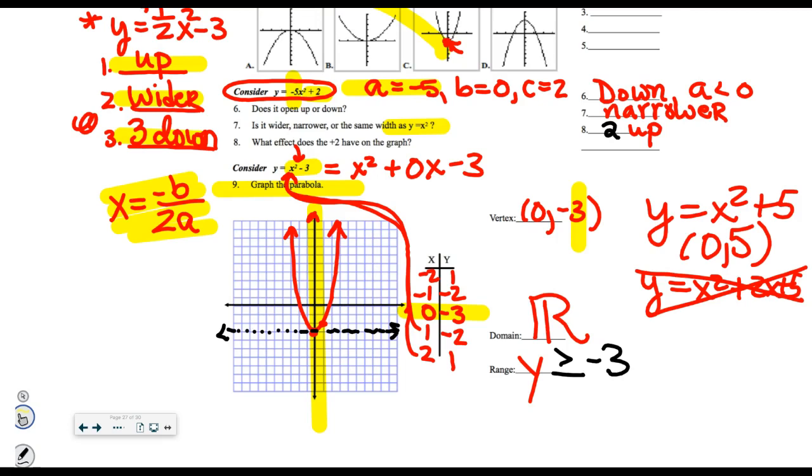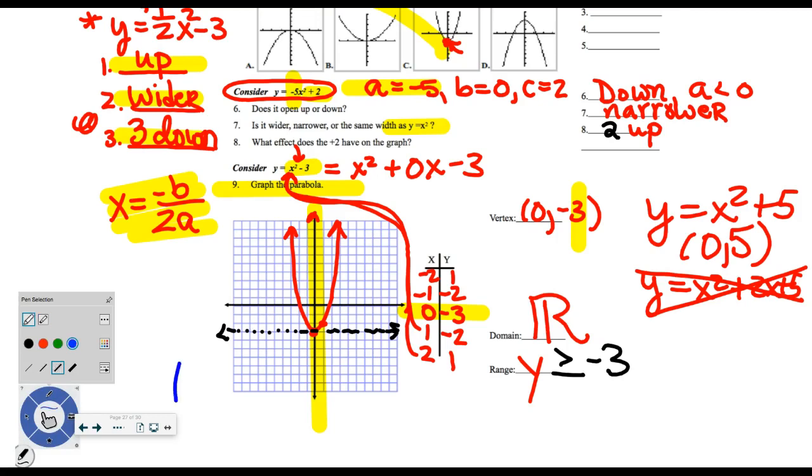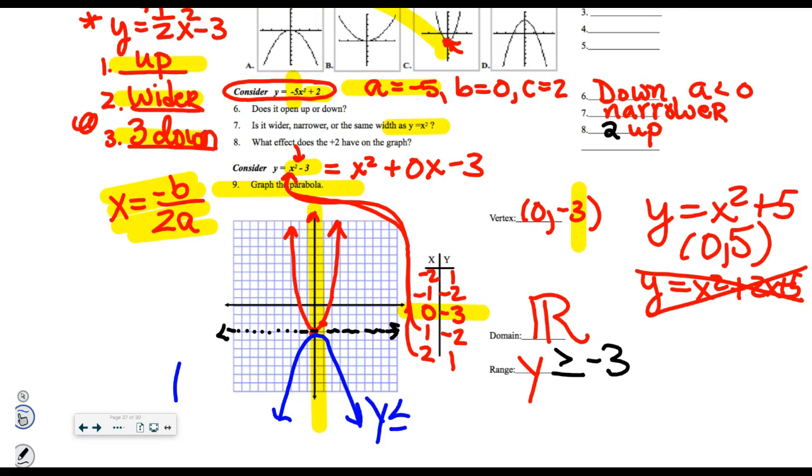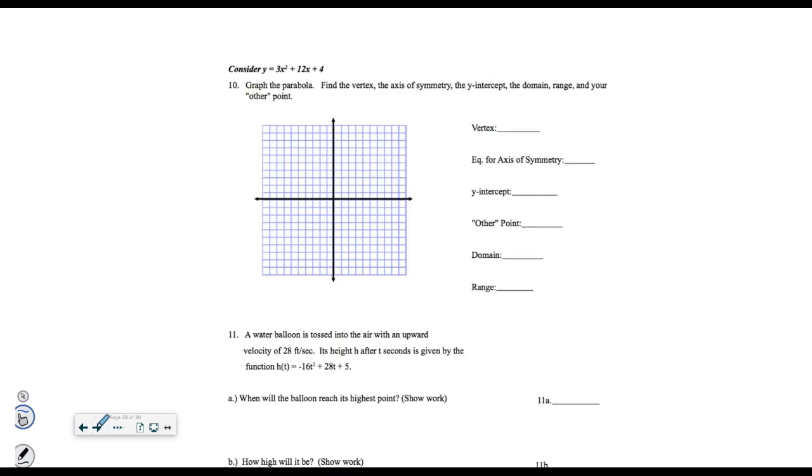Now, had it opened down, this is one thing you don't need to write. So I'm going to go change my color here and the thickness. Had it opened down, then we still have that fence, but now y is less than or equal to -3. So the range needs the y, needs the right symbol, and you have to put the number on the y-axis that it's always below. Last one for today.